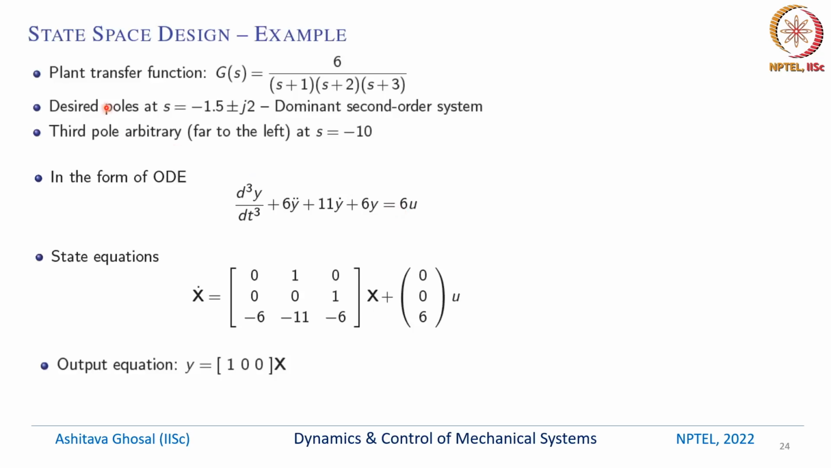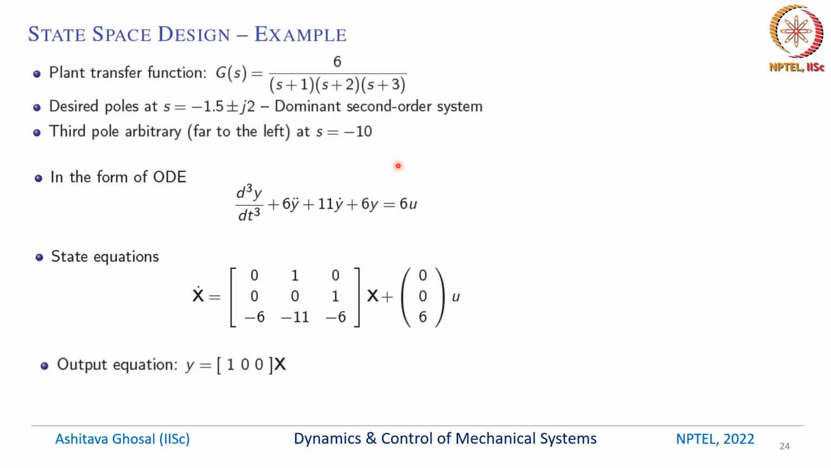So let us continue with this state space design. Let's take another example in which the transfer function of the plant is 6 divided by (s plus 1) into (s plus 2) into (s plus 3). We want the desired poles at s equals minus 1.5 plus minus j2. This is a dominant second order system that we want the controller to follow. The third pole can be arbitrary, and let's choose it far to the left, so we have s equals minus 10.